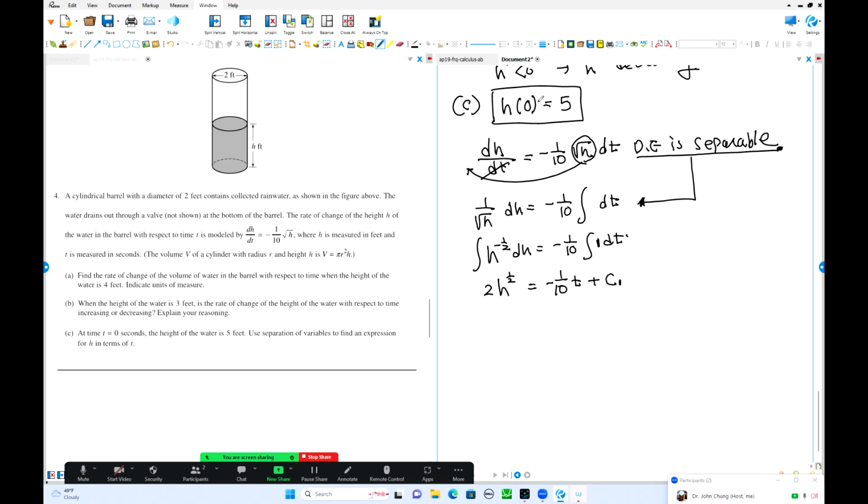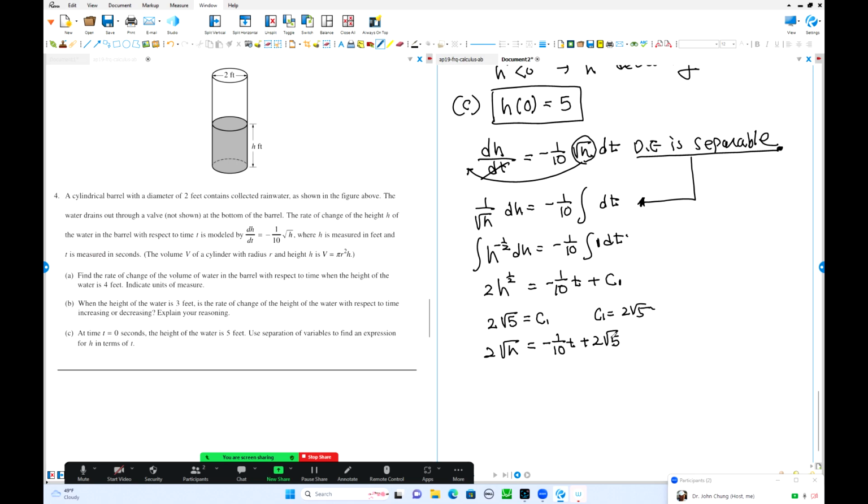You can put this number: when t is 0, y is 5. So 2 square root of 5, right? T equals 0, this is C1, okay? So over here, C1 equals what? 2 square root 5. So this is exactly equal to this: 2 square root h equals negative 1 over 10 t plus 2 square root 5. It's okay? All right, now we're going to express h in terms of t.